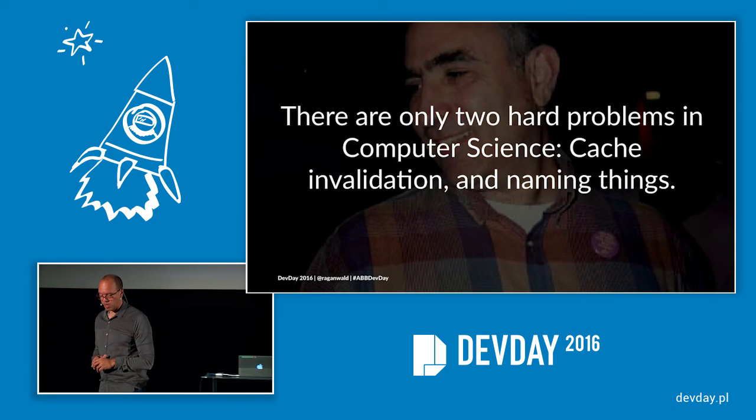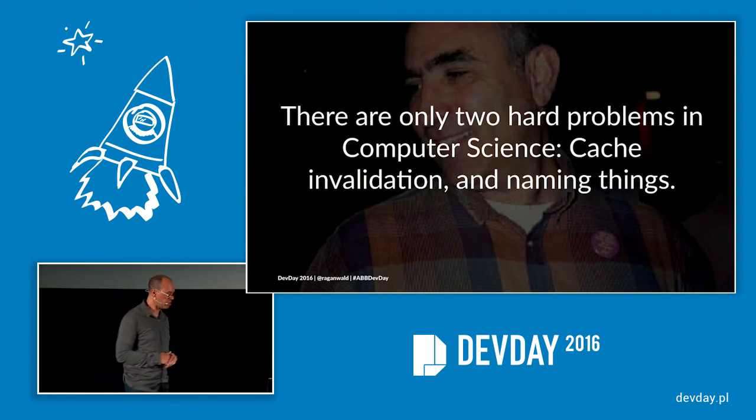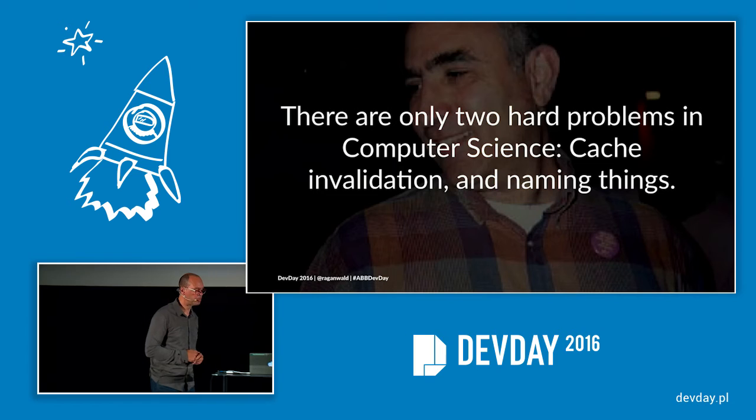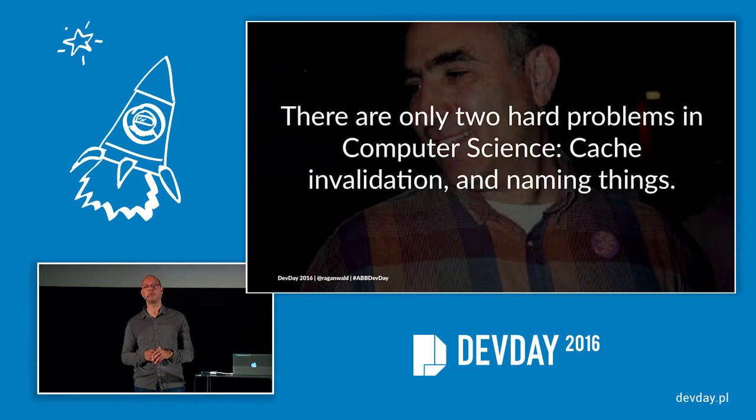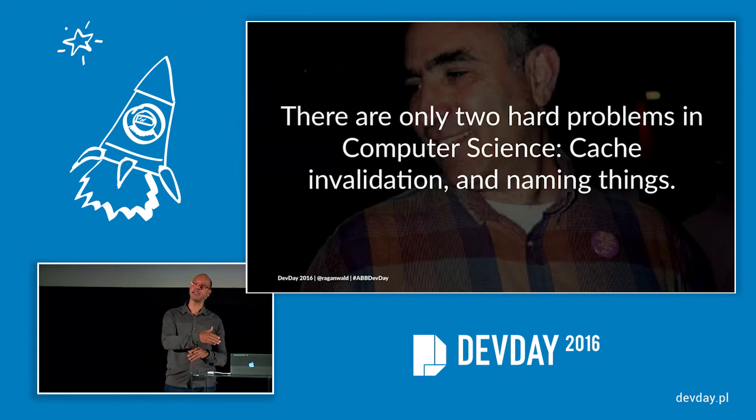This is a very famous quote by Dr. Phil Carlson, who's unfortunately no longer with us. There are only two hard problems in computer science: cache invalidation and naming things. Actually, there is a third problem, and the third problem is people making jokes that take this quote and add off by one errors.